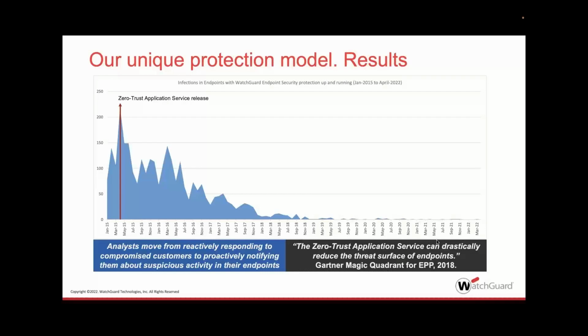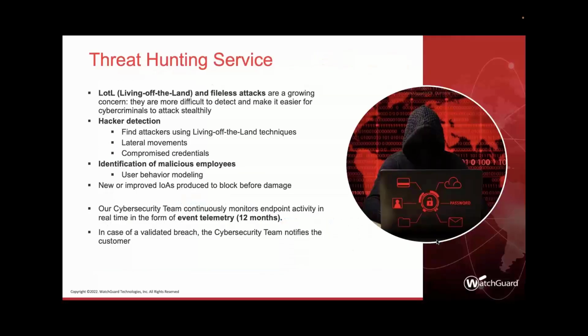And then there's where we actually have our money now, and where we focus our research and development efforts. Since we got the file-based vector under control, everything that is not about that, namely living off the land, fileless attacks. What happens when devices are compromised without using malware, without using files? This is the concern, and this is where we are with the Threat Hunting Service, as opposed to the Zero Trust Application Service.